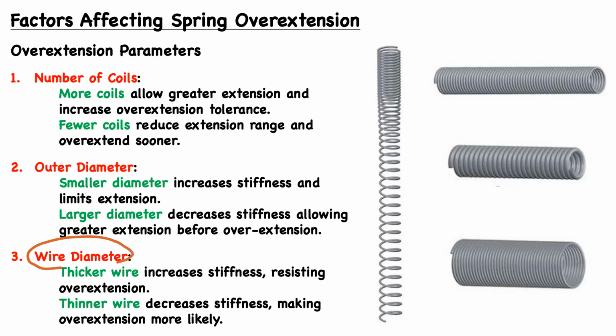Lastly, we have the wire diameter. So this is the actual thickness of the individual coils, or the wire that's used to make these coils. So again, we have a similar relationship where the thicker wire increases stiffness, as you might expect, and therefore resists overextension, whereas the thinner wire decreases stiffness and makes overextension more likely. I would say this is the most intuitive of the three. It's easy to understand and again intuit that a thicker wire would be stiffer, and therefore the stiffer, the more difficult to overextend. And again, we can see a characteristic example of spring overextension here.